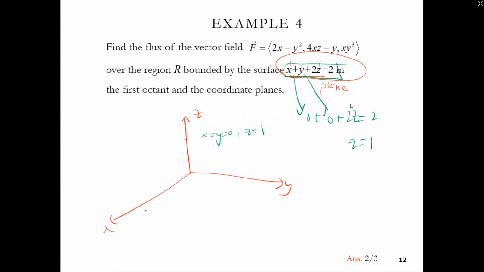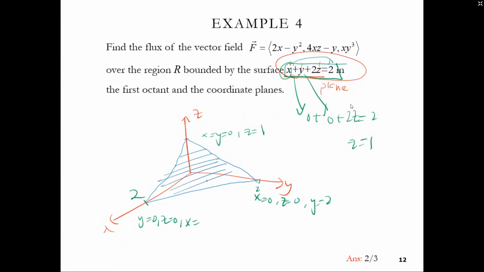The second one here: if X exists, meaning Y is 0 and Z is 0, you should get X equal to 2. Same here, X is 0 and Z is also 0, so Y should be 2. So you just connect these 3 points. Okay. So basically this is our surface.